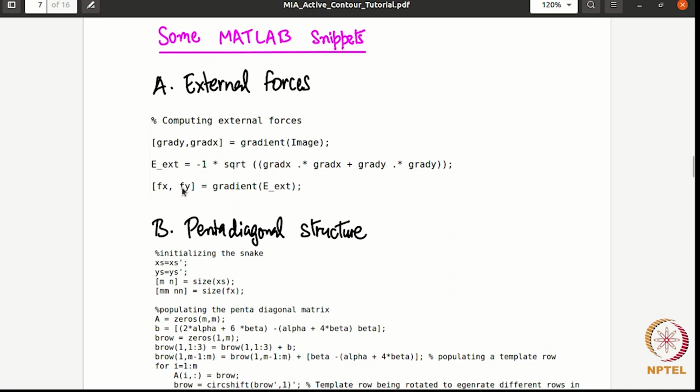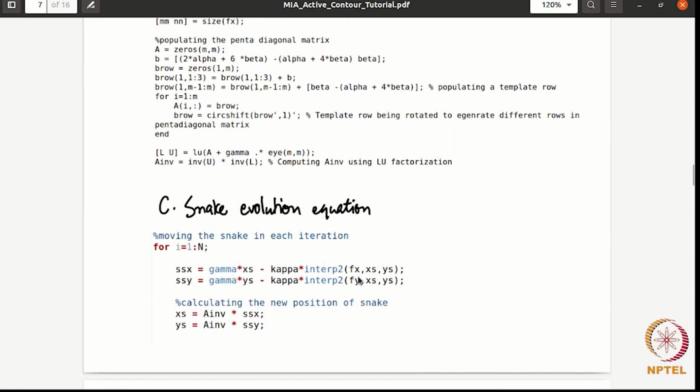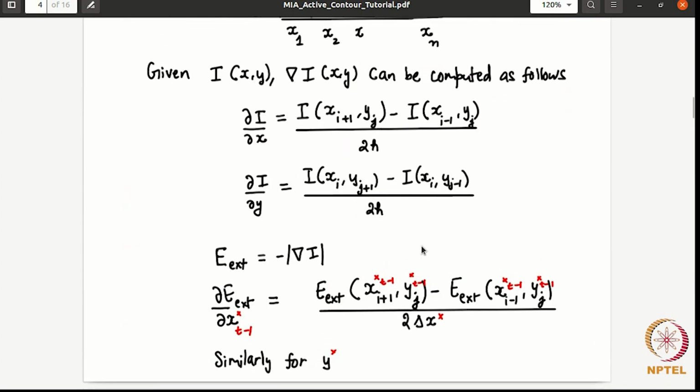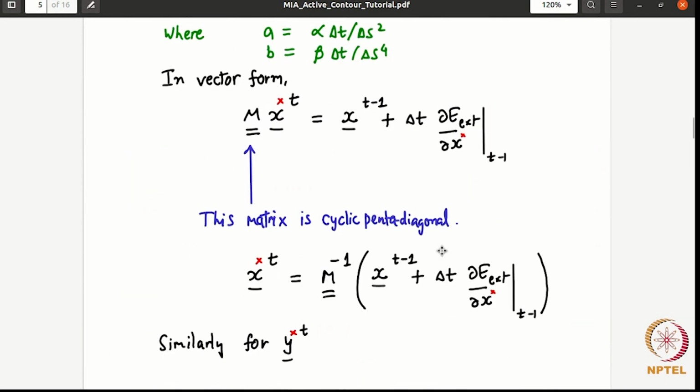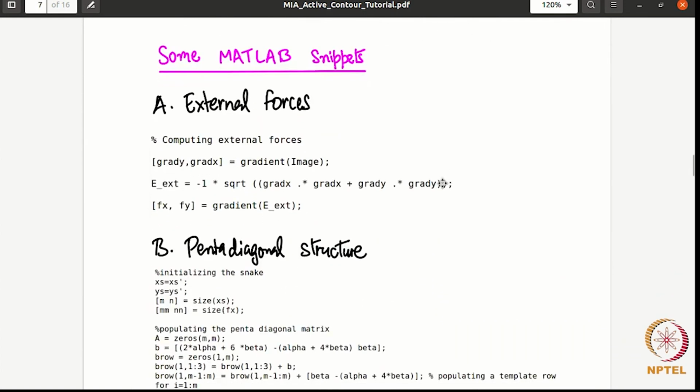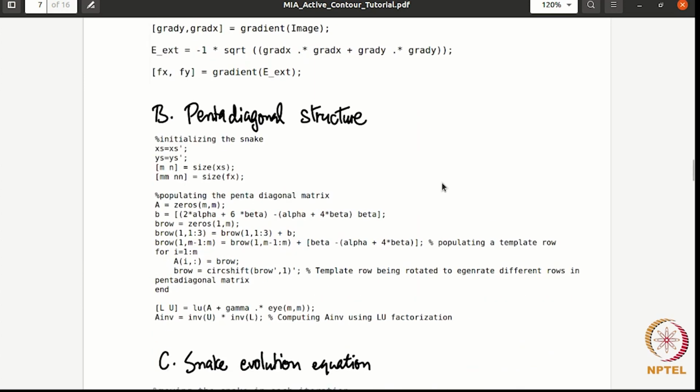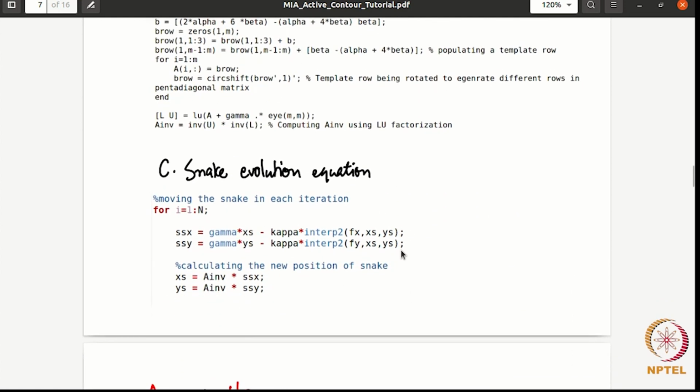For example, here we have fx fy. Later we have to interpolate this fx and fy along xs and ys. These are the snake coordinates, you remember, because we had this del by del x star term, right? So we had to do that. Also, this is the code for pentadiagonal structure, and this is the snake evolution equation.